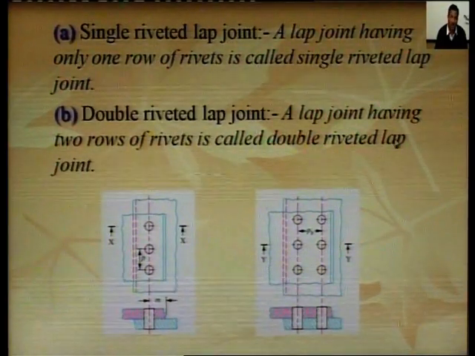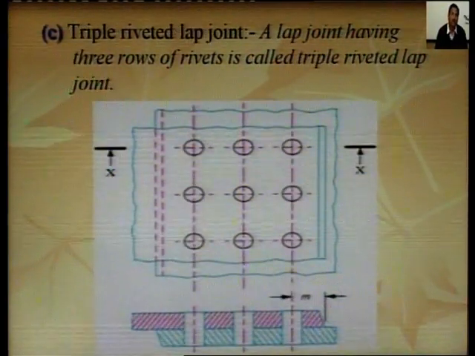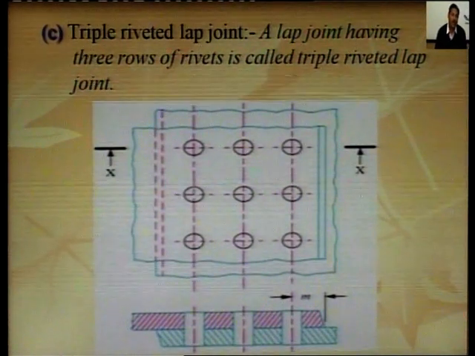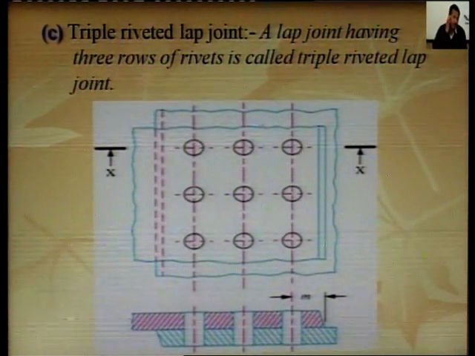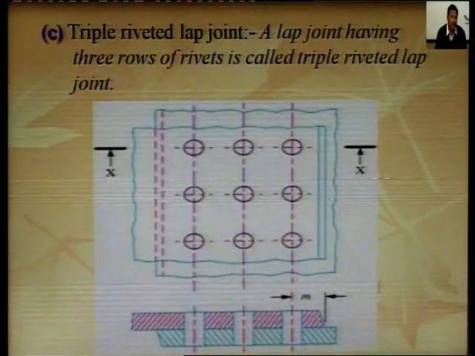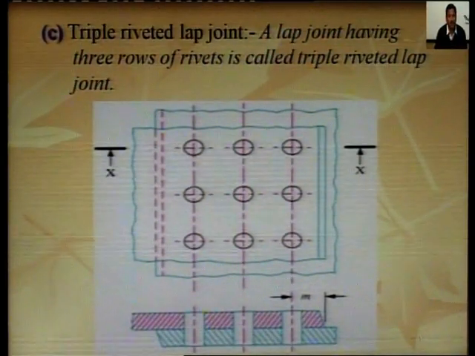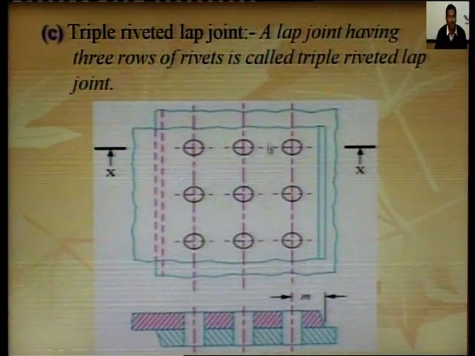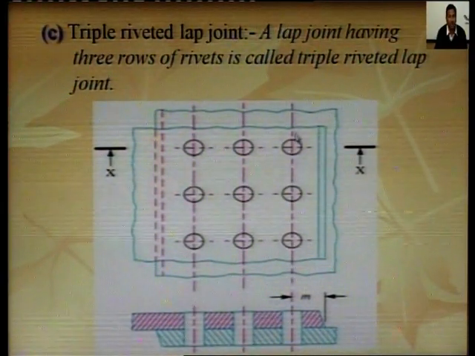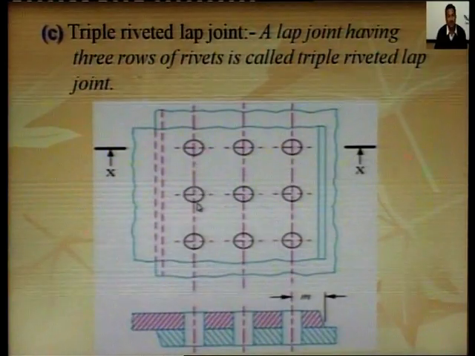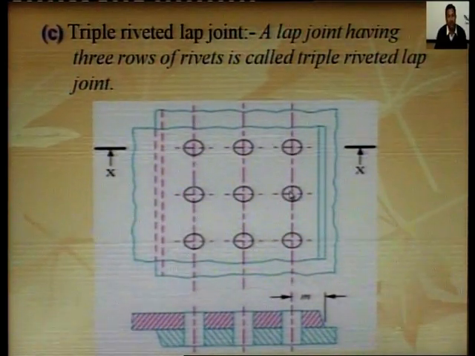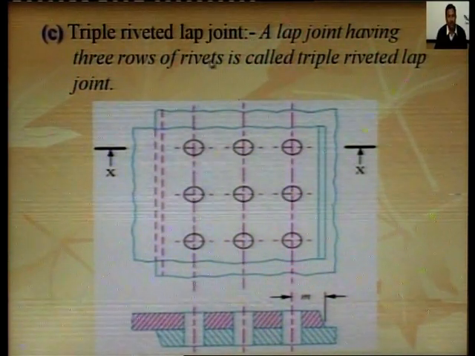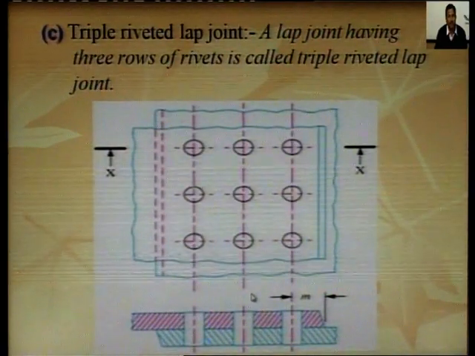The third type is the triple riveted lap joint. A lap joint having three rows of rivets is called a triple riveted lap joint, a joint which consists of three rows of rivets: 1, 2, 3. So, the joint which consists of three rows of rivets is called a triple riveted lap joint. This is the diagram for the triple riveted lap joint.